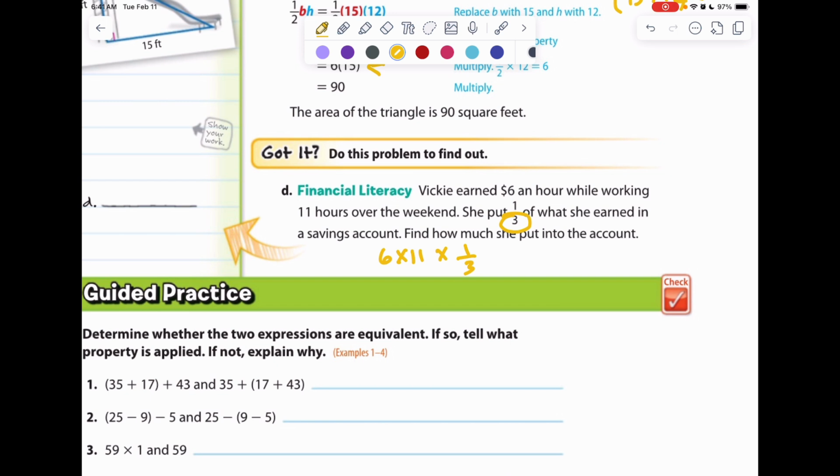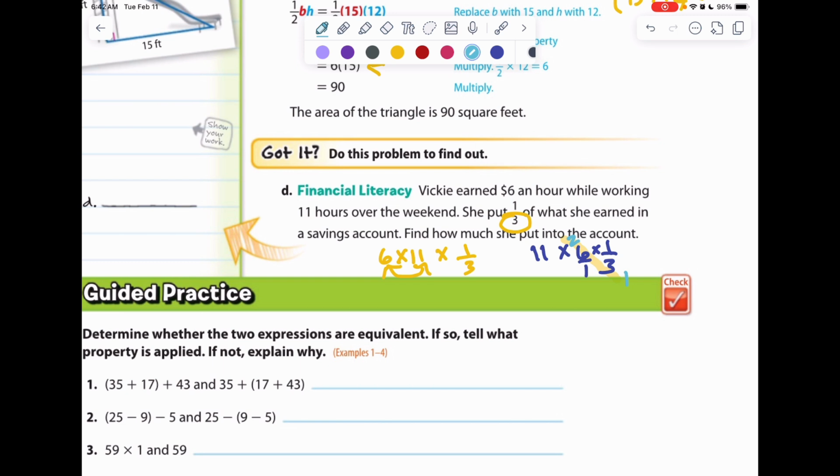I'm seeing that if I use the commutative property to switch these two numbers, then I can divide 6 by 3. Watch. 11 times 6 times 1/3. Remember, whole numbers can be put over 1. Okay? And 6 and 3 are both divisible by 3. 3 divided by 3 is 1. 6 divided by 3 is 2.